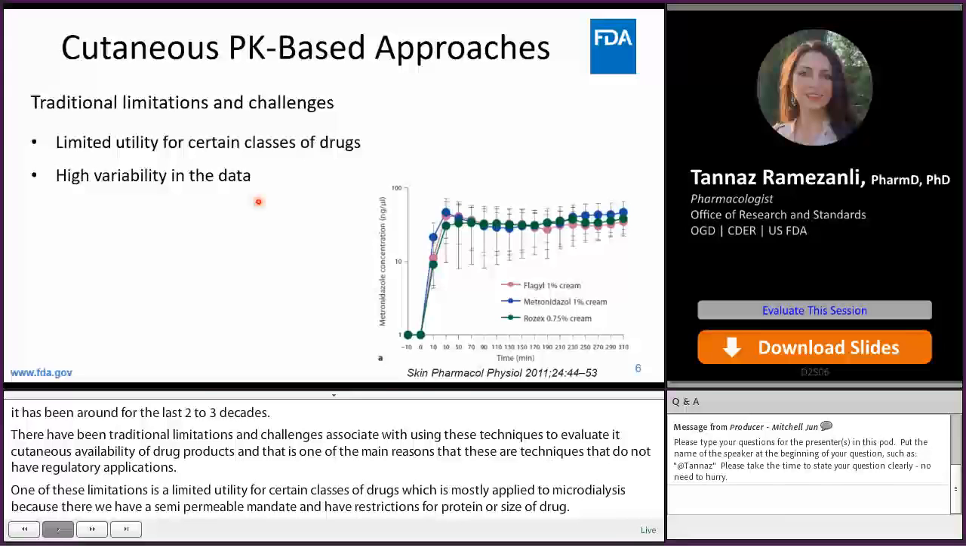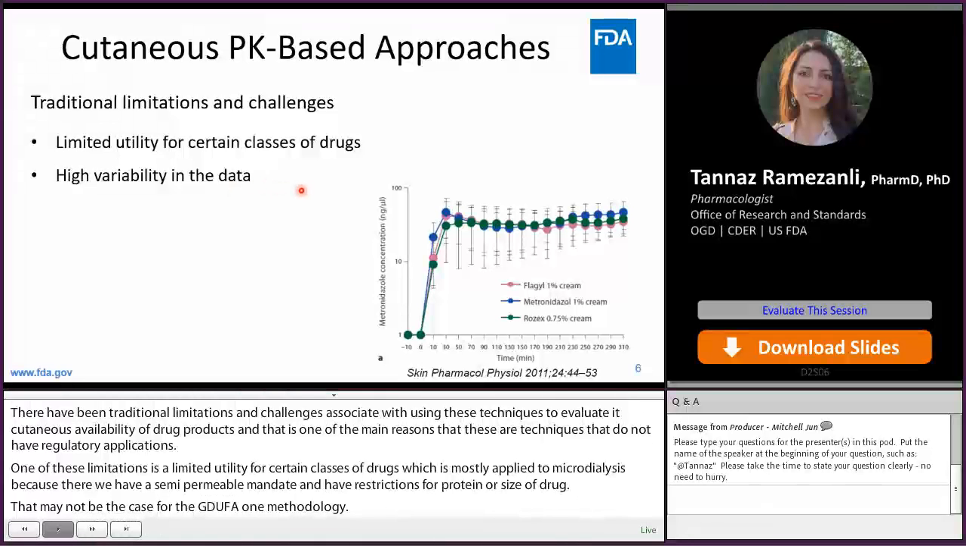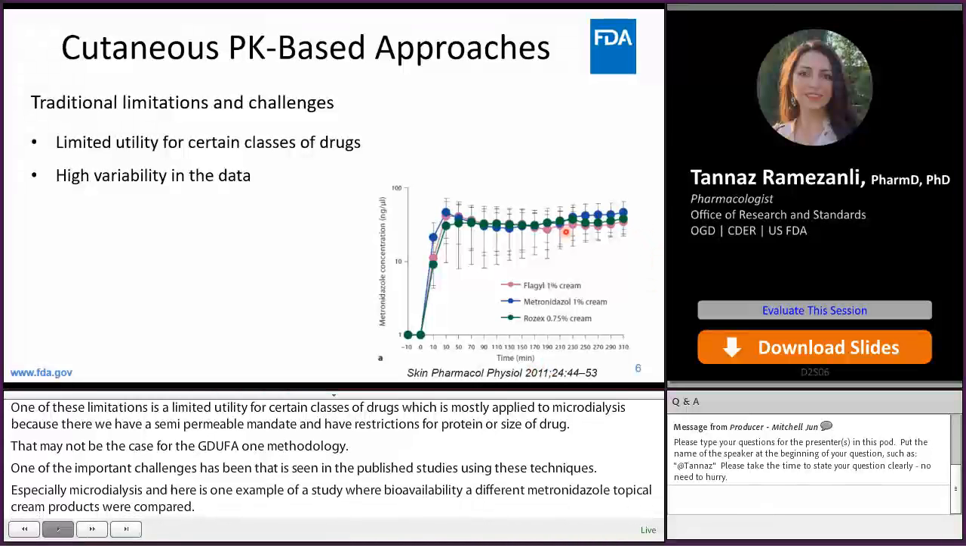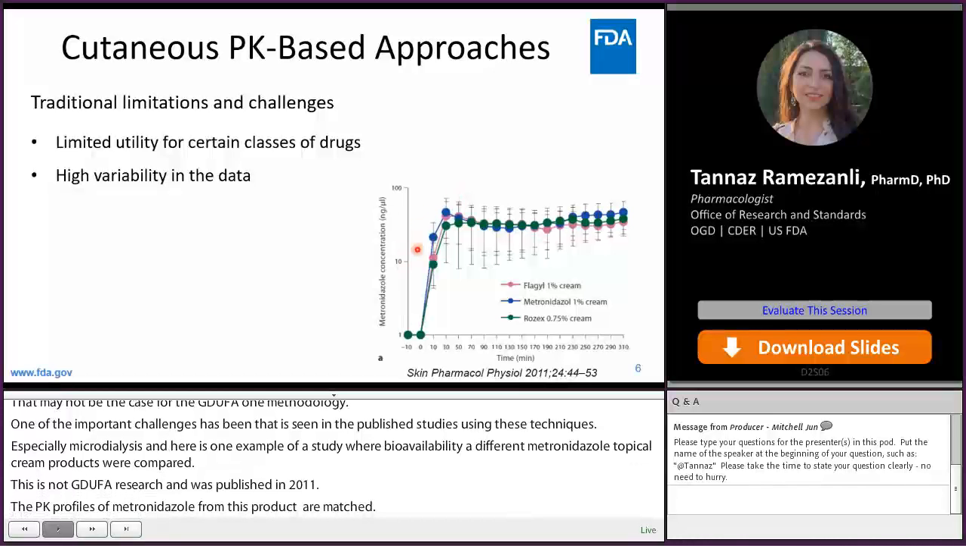Also, one of the important challenges has been high variability in the data that was seen in the published studies using these techniques, especially microdialysis. And here is one example of a study where bioavailability of different metronidazole topical cream products were compared. This is not GDUFA-funded research and was published in 2011. The PK profiles of metronidazole from these products are matched. However, the variability in the data is very significant considering the log scale of the y-axis, and the variability spans over an order of magnitude.